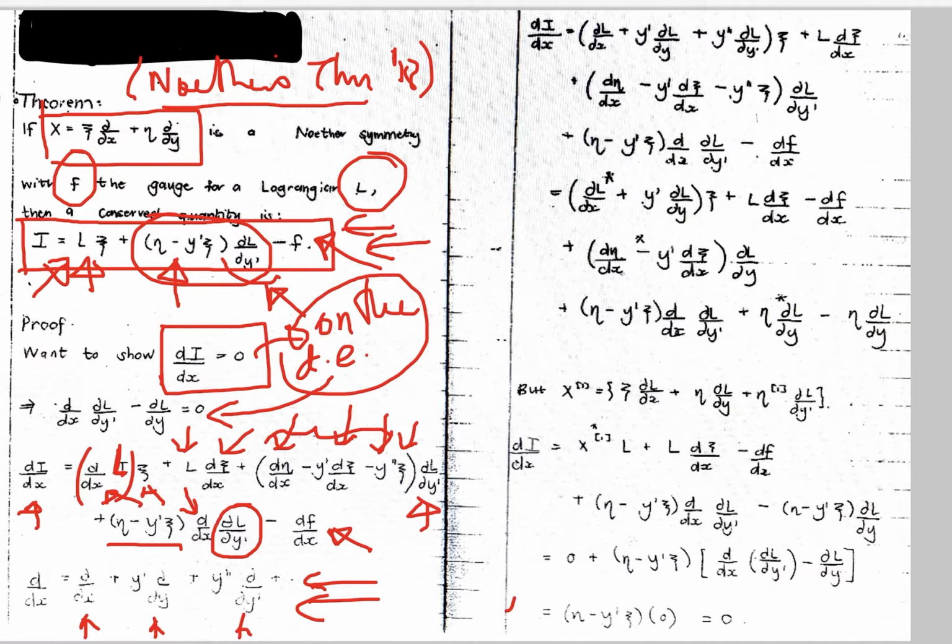Right, now expanding. Therefore, going back to dI/dx, if you expand dL/dx in terms of partial derivatives, since L is a function of x, y, y dashed, you expand dL/dx, you get that. The xi stays as d's. We're leaving the L times dxi/dx as it is. So let's just leave that as it is.